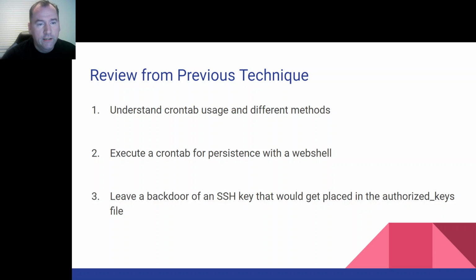From the previous techniques, we looked at cron tab and how it's used and the different methods of using it. We also created a cron tab that would build a web shell in the event our initial web shell under uploads users was removed. This cron tab would execute and then add another web shell to users attachments so that we could get another foothold. The third item is we added to the bashrc file bash commands that would add our SSH key back to the authorized keys file if it had been removed.